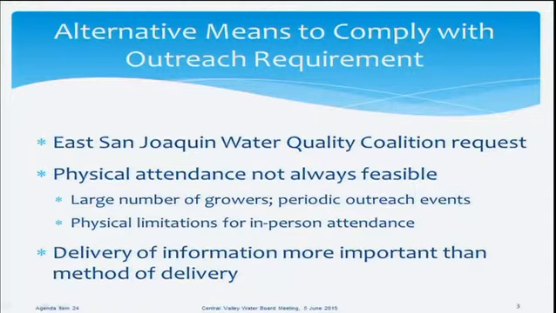The East San Joaquin Coalition requested that growers be allowed to comply with their outreach requirement in a manner similar to distance learning. The coalition explained that the actual attendance by growers subject to the requirement is not always feasible. The coalition holds outreach meetings periodically, but it isn't always possible to accommodate the schedules of the large number of growers subject to the requirement. Also, some growers have physical limitations that make it difficult to attend the meetings in person. The coalition contends, and staff agrees, that the delivery of the information is more important than the method of delivery.